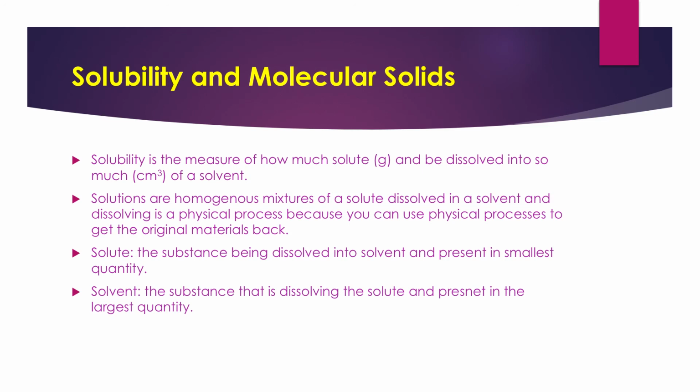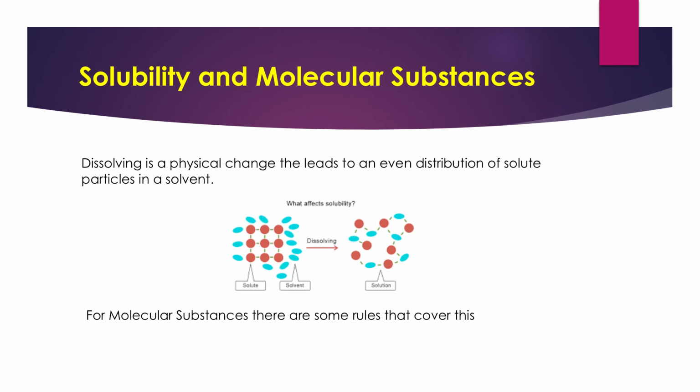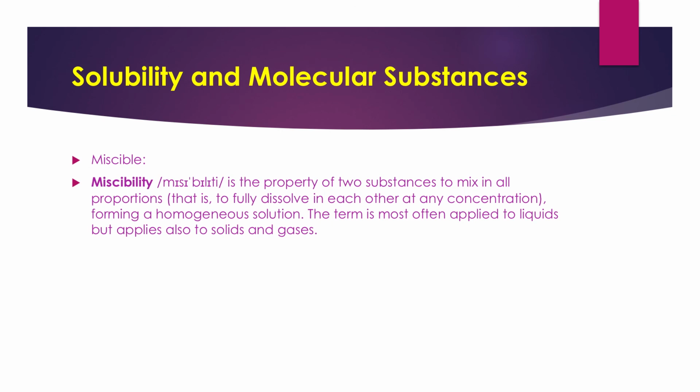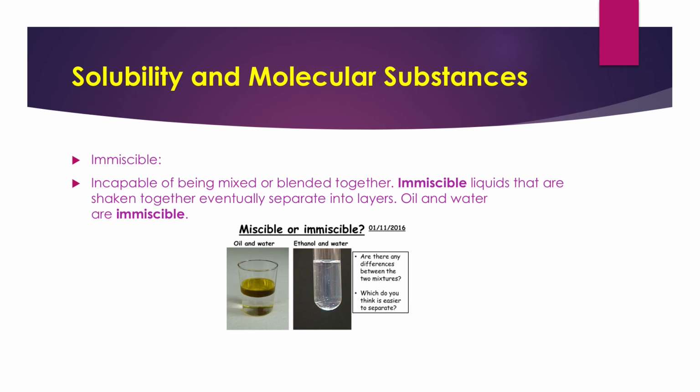Solute is the substance that is being dissolved and is present in the smallest quantity. Solvent is the substance that is doing the dissolving and is present in the largest quantity. So dissolving is a physical change and leads to an even distribution of solute particles dissolved in solvent particles. So they're evenly mixed, and they form new attractive forces that hold them apart from each other. Molecular substances, there are some rules that cover this. Miscible is the property of two substances to mix in all proportions, no matter what the concentration, forming a homogeneous solution. Immiscible is incapable of being mixed together, and liquids that are shaken together eventually separate out, like oil and water.